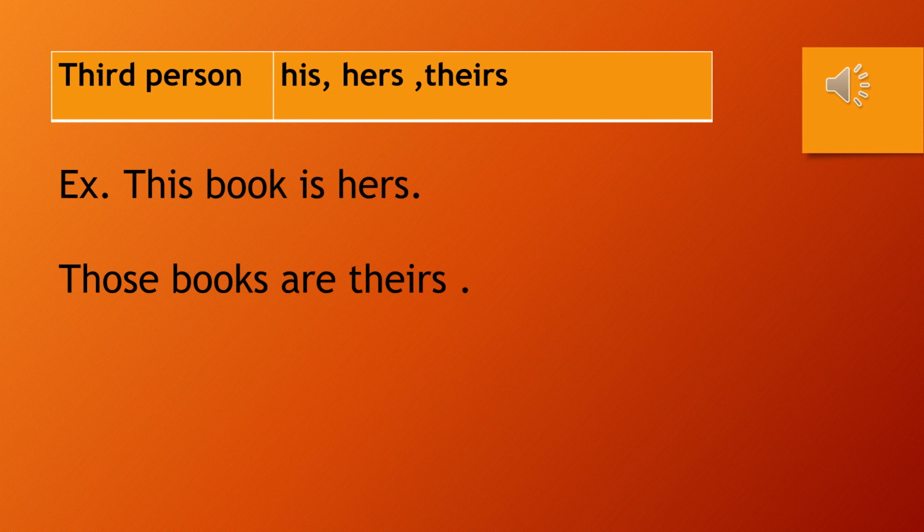Now, let's start the third person. Third person possessive pronouns. When we are talking about any third person, the possessive pronouns become his, hers, and theirs. For example, this book is hers. Those books are theirs. So here I am talking about the third person.